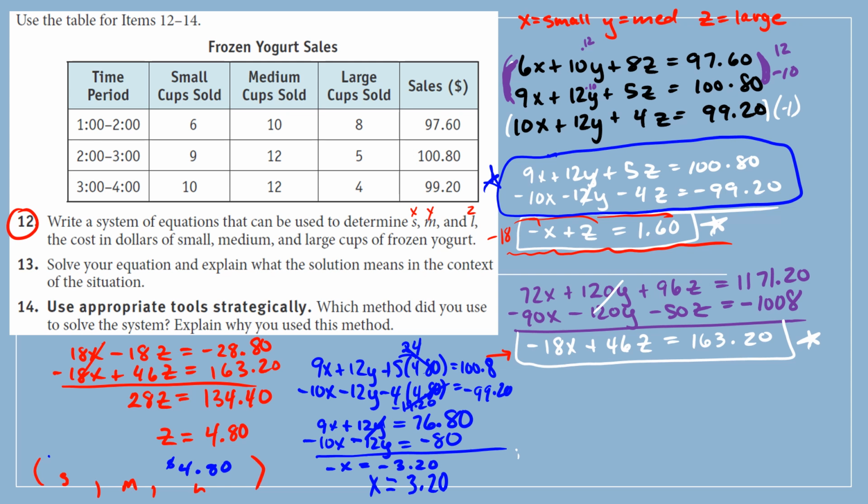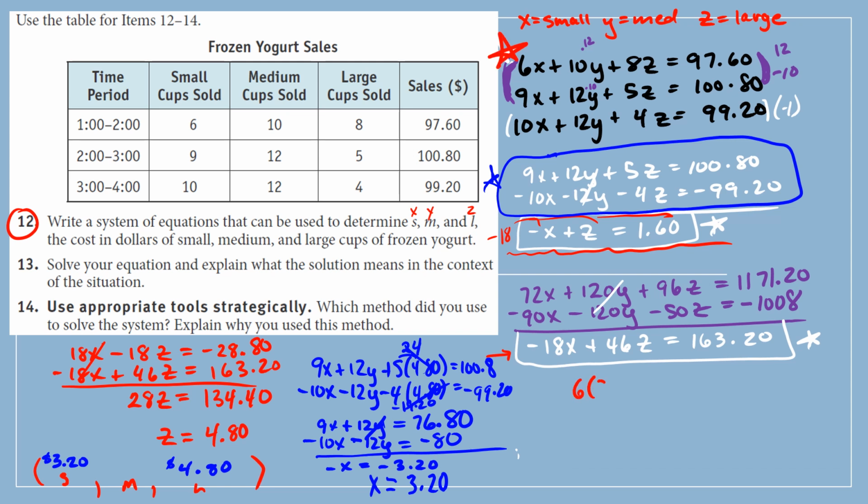The smalls are $3.20. All right, now we just got to get the y's. Well, once we've got the x's and the z's, we can pick any equation we want to plug them into and figure out what y is. So if we just use, let's say our very first equation, right? Our very first one, 6x plus 10y and all that.